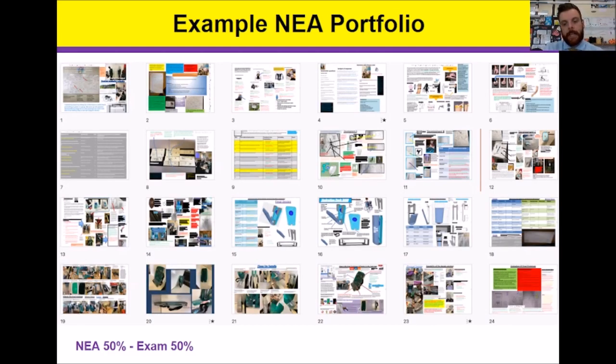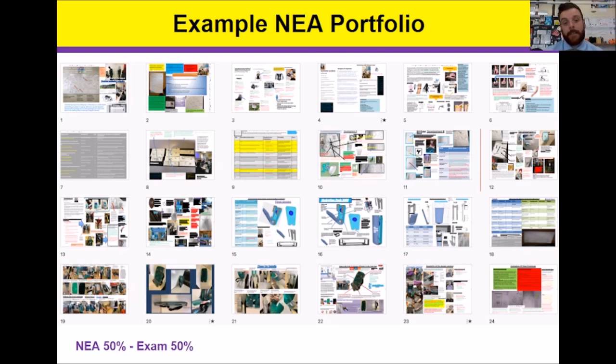So on the screen here you can see an example of an NEA portfolio. Each one of these pages is A3 and you can see how well condensed these pages are, and this fits into 24 pages of A3. At the start of the portfolio you can see that the student has taken the context and explored them further through mind mapping and through primary and secondary research.